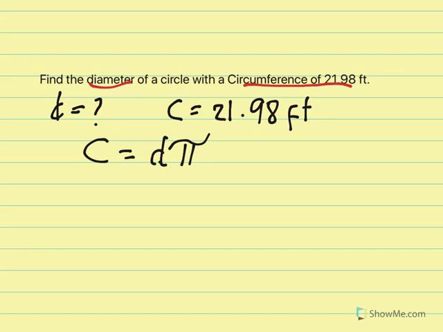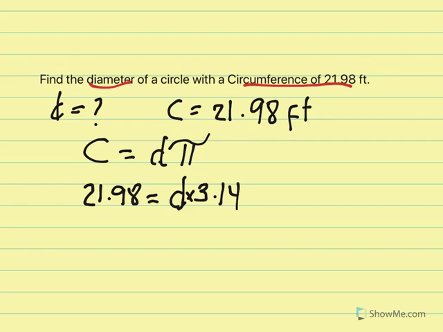I'm going to plug in the data I know. So C is 21.98. So I'm going to do that here. 21.98 equals D. And I know the value for pi, 3.14. We're using two decimals right here, approximately. Times 3.14. Remember what we talked about before about the one-step equation.